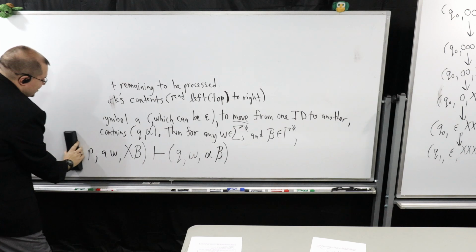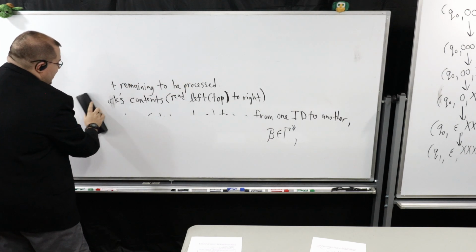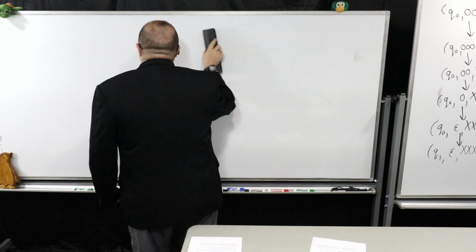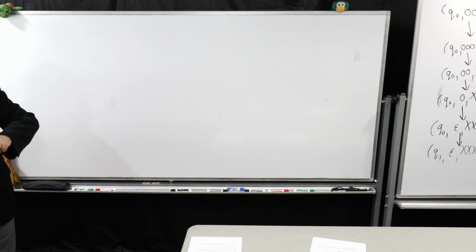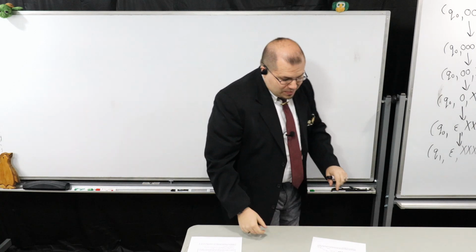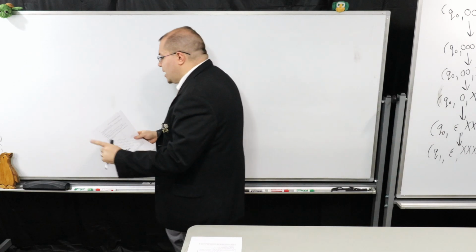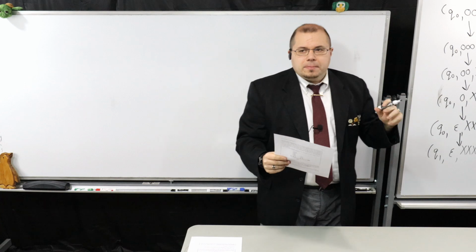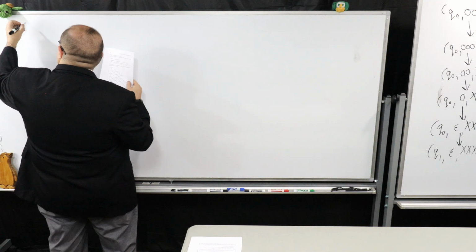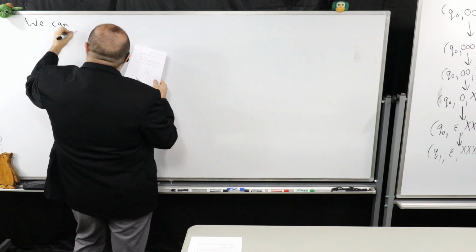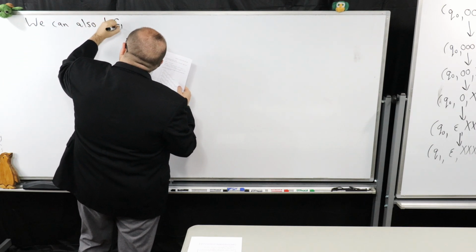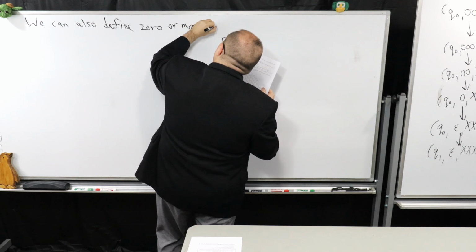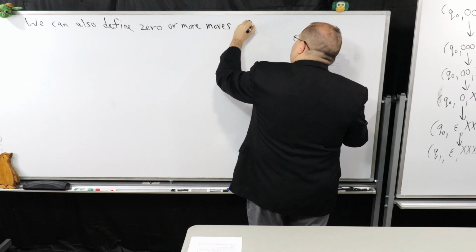But don't worry, I'm going to be doing a very lengthy example with you playing around with this notation. Just to give you an idea of what I mean by we kind of move from one configuration to another, or one ID to another. So remember what I just described to you in that notation, that is going to be what we call a move. So I'm going to say, we can also define 0 or more moves of a PDA.